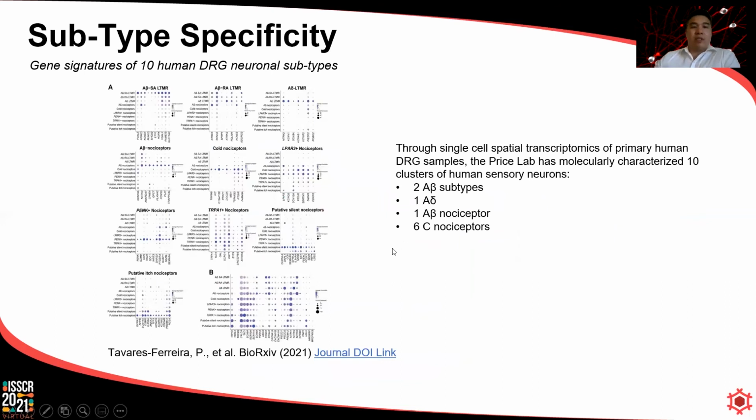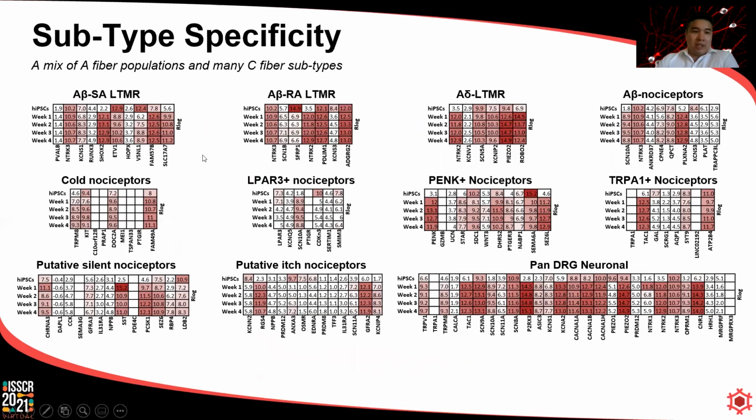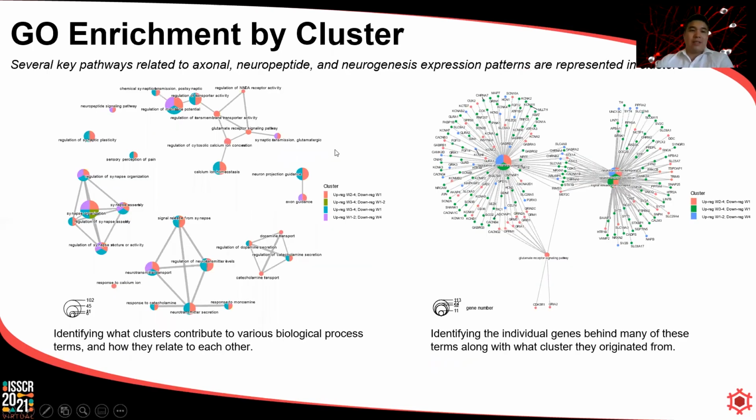We also wanted to look into what subtype we were making within our neuronal population. Ted Price also has another paper looking at the gene signatures of 10 human DRG neuronal subtypes. We took the gene signatures from that paper, analyzed them via the RLog value, and from this concluded that we have a mix of A fiber population and many C fiber subtypes. Lastly, we wanted to look at the time course maturation and perform a GO enrichment analysis.